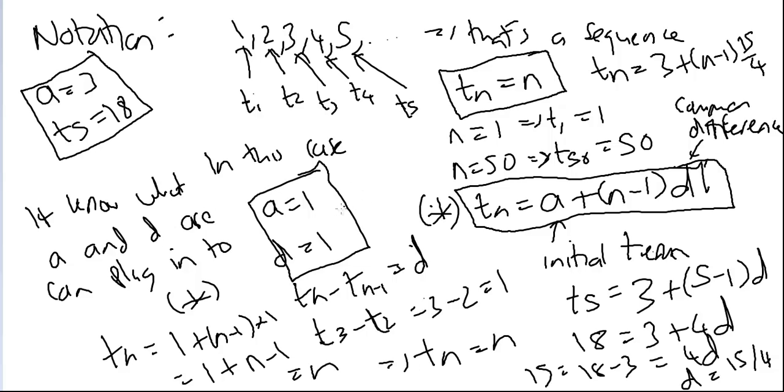Finally, Sn, that's a sum. So 1, 2, 3, 4, 5, 6, that's a sequence, and each of the members of this sequence, the terms, are like T1, T2, T3, T4. Sn is the sum of T1 plus T2 plus and so on. So Sn is the sum of the first n terms in our sequence.